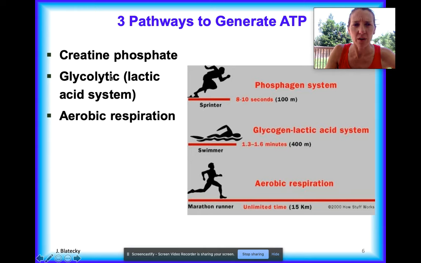So both creatine phosphate and the glycolytic system, these two are considered in general anaerobic systems. They dominate during activities where you are going to be dealing with shorter, quicker, more explosive movements. This even more so than this. This is kind of an intermediate, if you will.